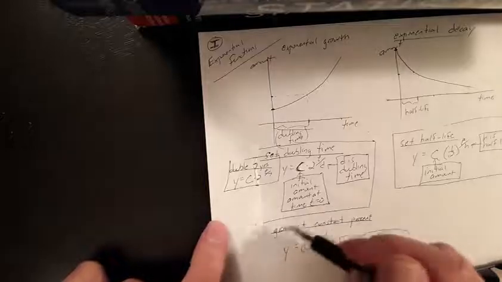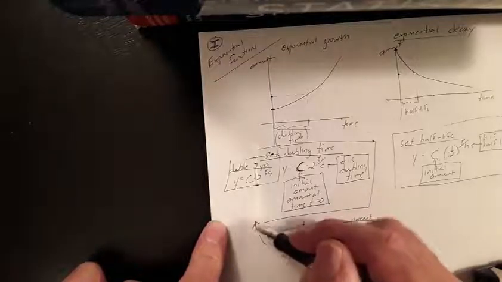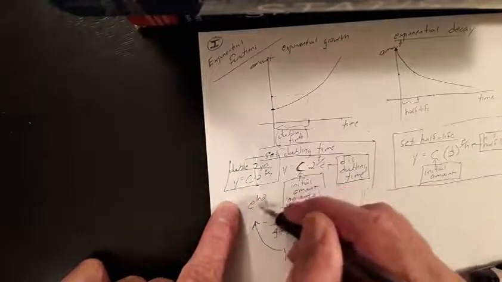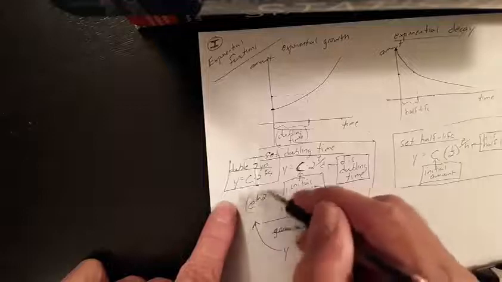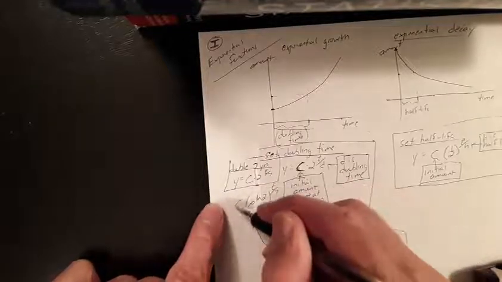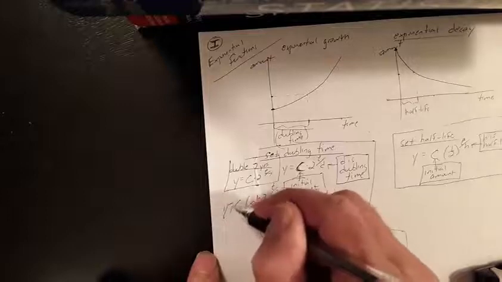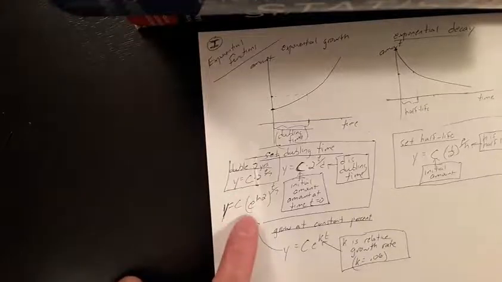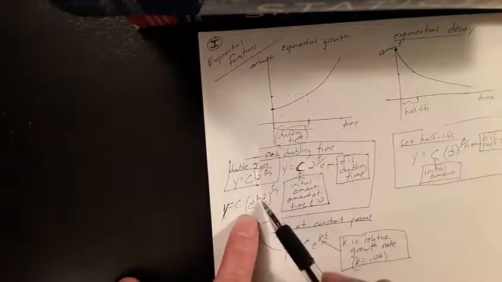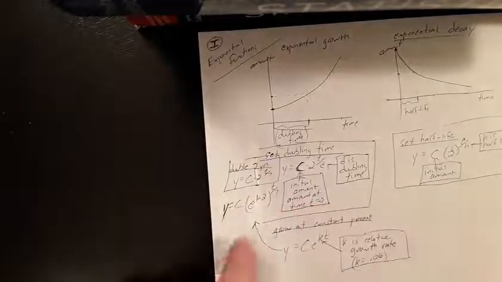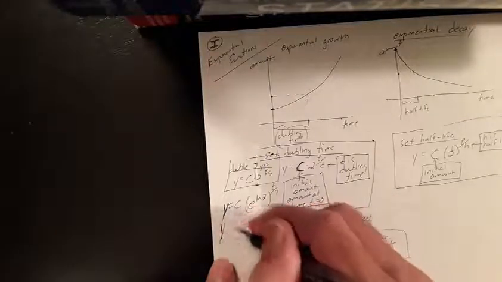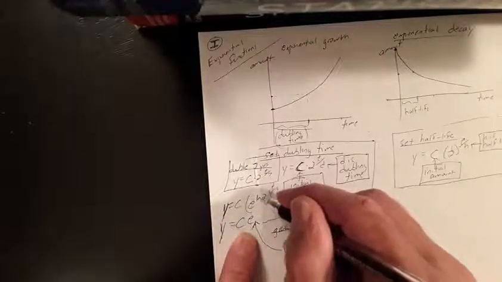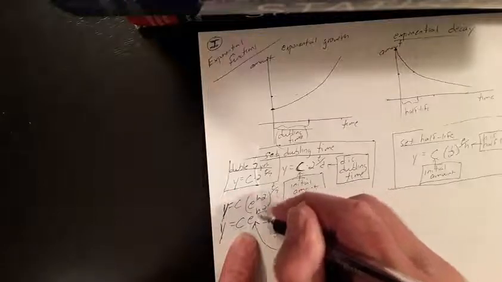You would literally take this and say, well, look, I know that e to the ln of 2 is 2. So here's my 2 to the t over 7. In other words, I'm going to transform this into an exponential form base e. Now this is like y equals c e to the ln of 2 over 7 t.